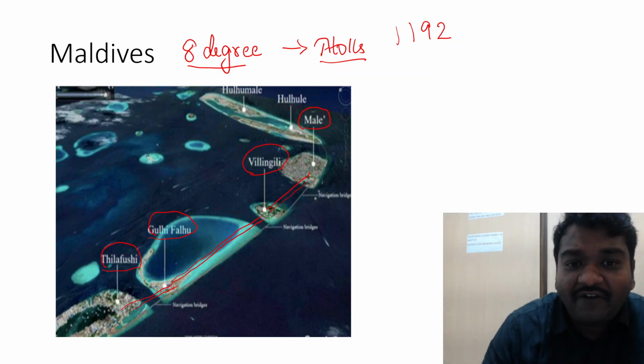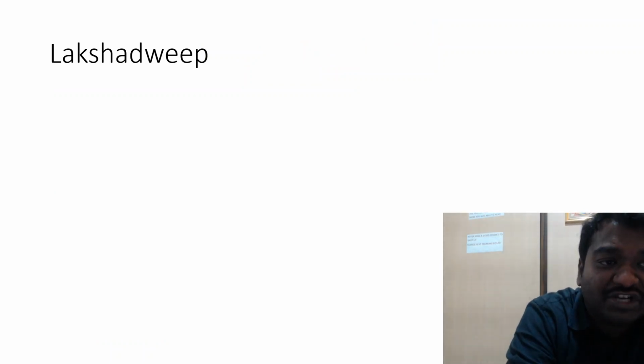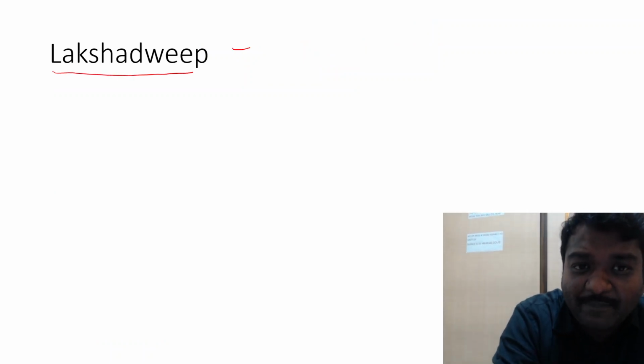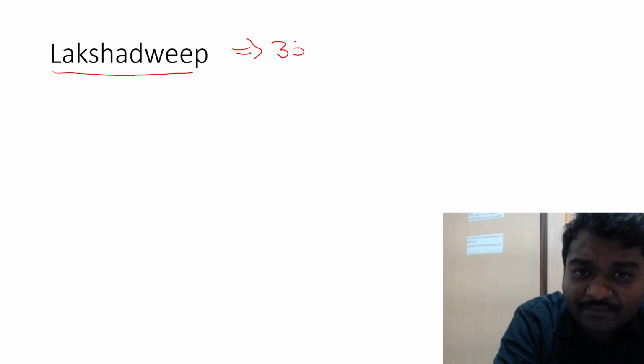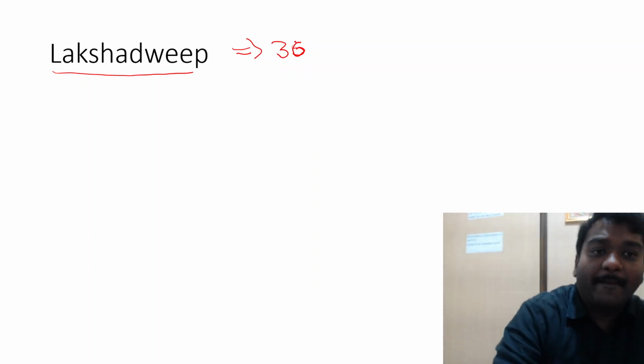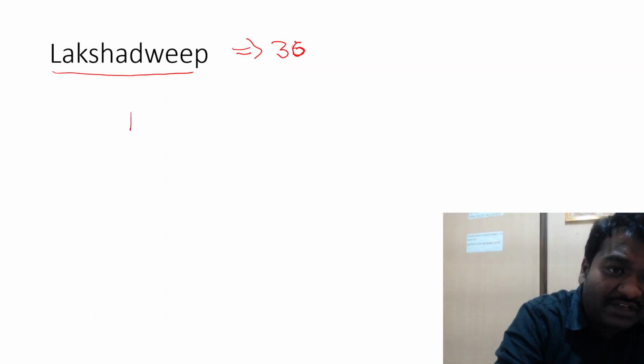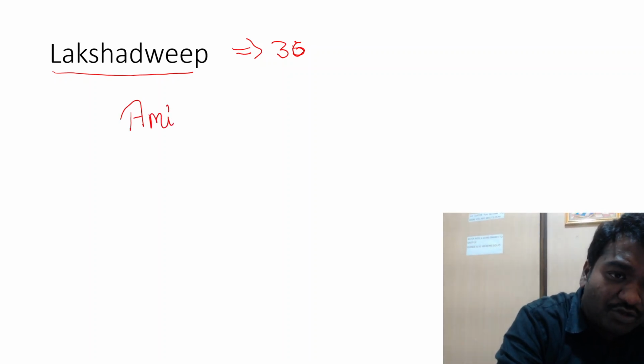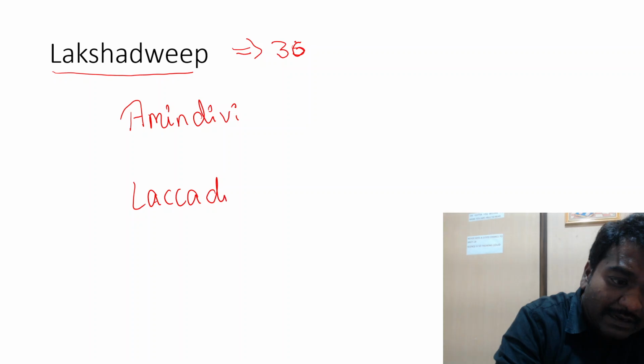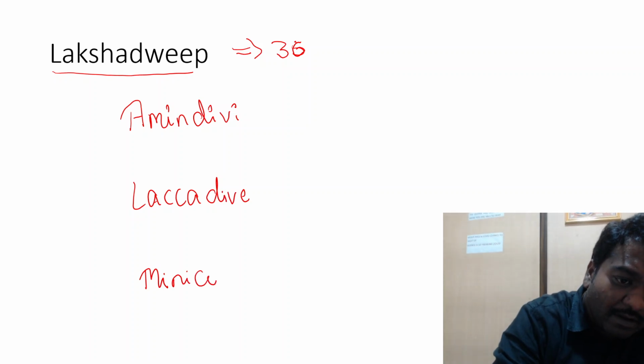Okay. After this, guys, it's important for us to know about Lakshadweep also. Guys, Lakshadweep is a group of 35 islands, and actually it is 36. One is submerged. Okay. And then basically Lakshadweep is divided into 3, guys. On top you will have Amindivi. Okay. Below that you have Laccadive. And below that you will have Minicoy. Below Minicoy you will have Maldives. Okay, guys, Maldives.